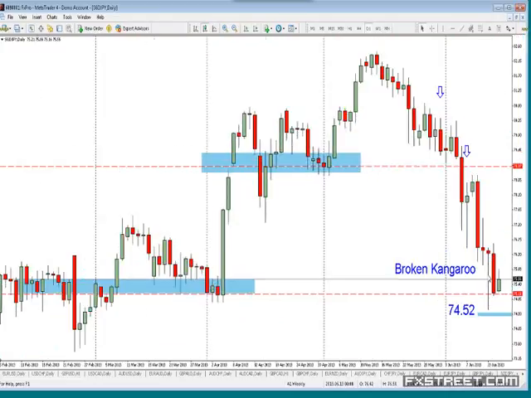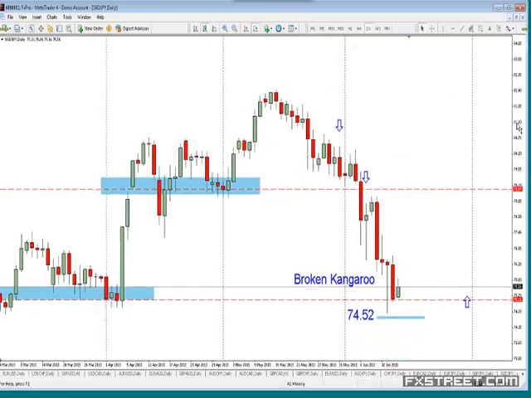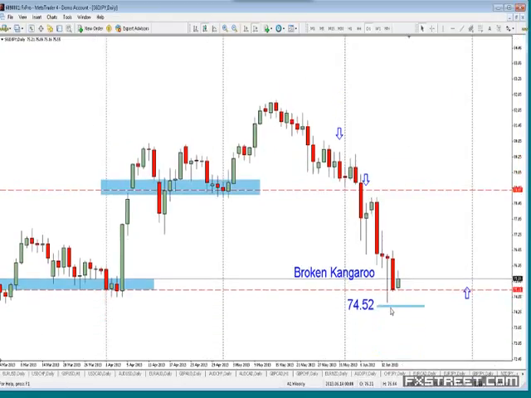But now we have a great setup, because now I have what's known as a broken kangaroo. The market didn't reject here. Instead, it's starting to mess around and act like what? It wants to fall through. So this is how I would manage this setup.